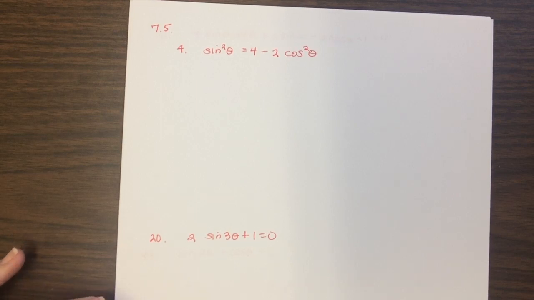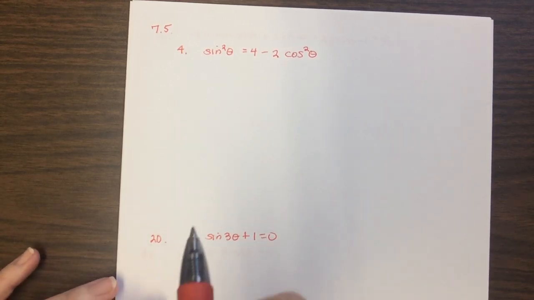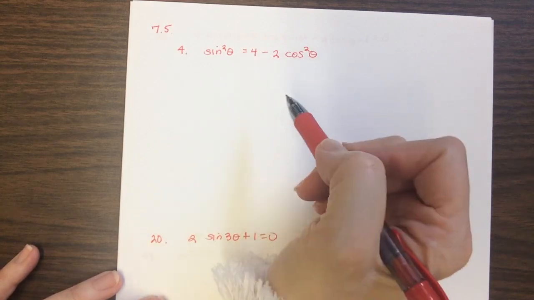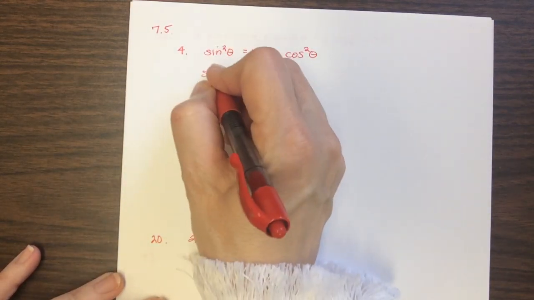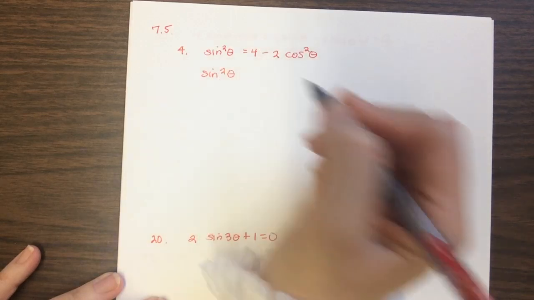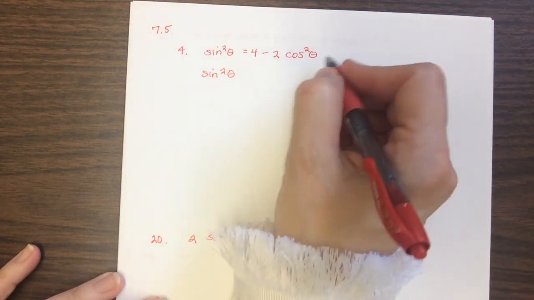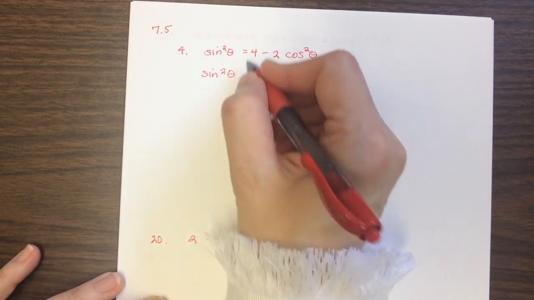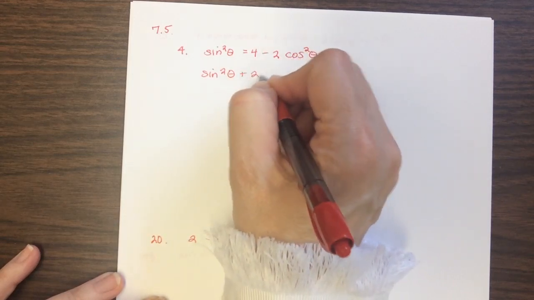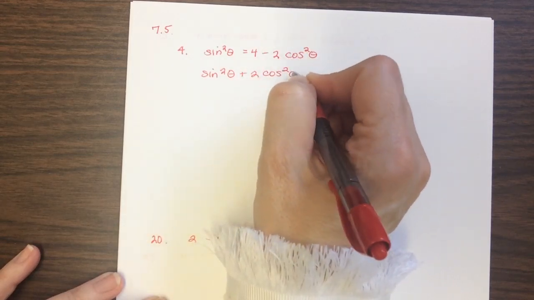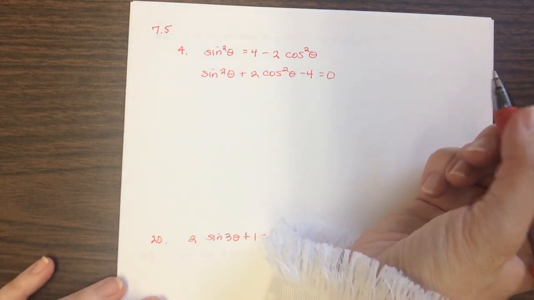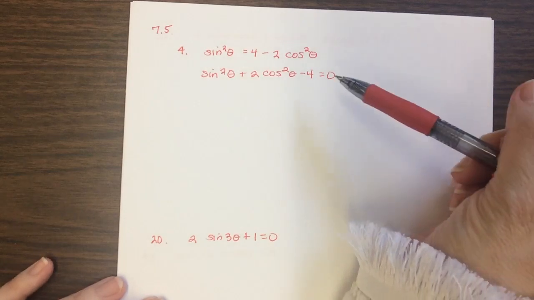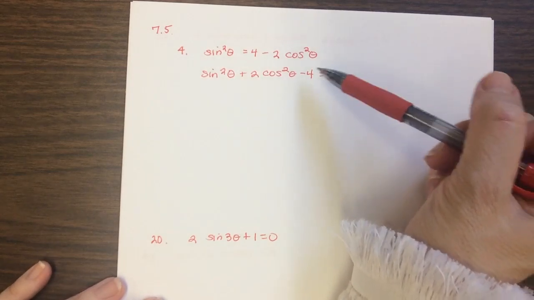Alright, so let's just go ahead and, actually, I'm going to show you two different ways you could solve it. So the first thing I'm going to do is get everything on one side. So I want to look at sine squared theta, and then I'm going to take everything over here to the other side. So I'm going to add 2 cosine squared theta, subtract 4, and set it equal to 0.